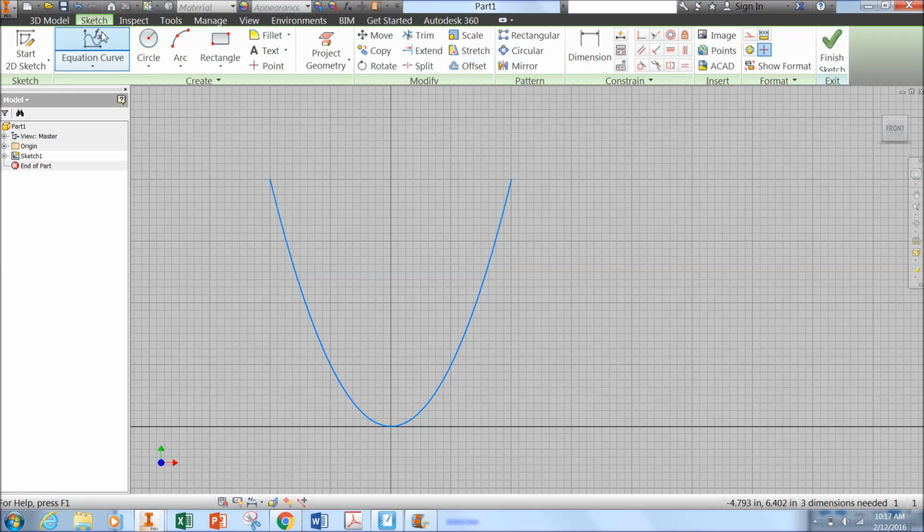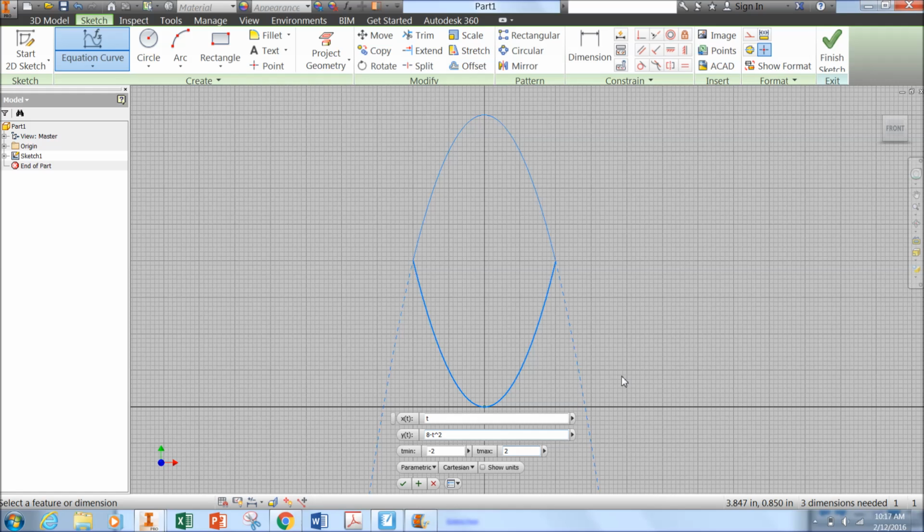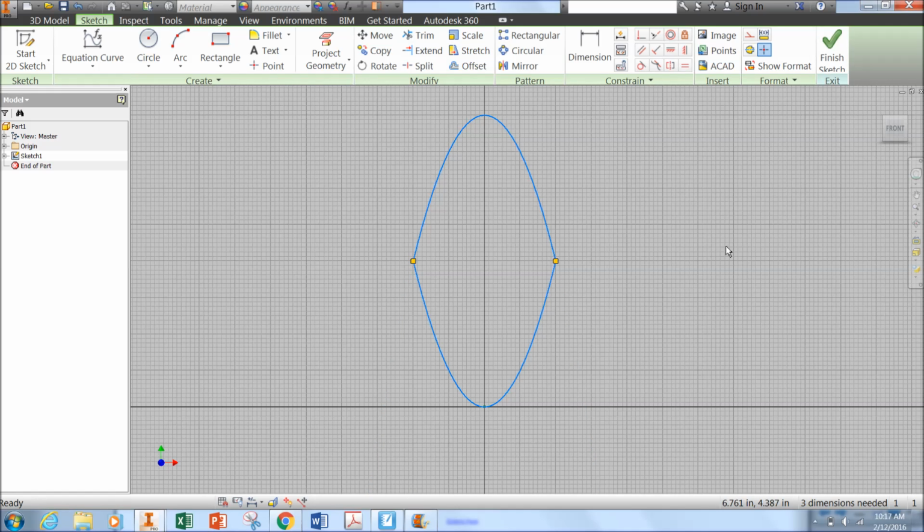We'll create a new equation curve. This time, x will be, again, our t, and y is going to be our second equation, which is going to be 8 minus t squared. We once again have to change our Tmin from 0 to -2, and going all the way up to our Tmax of 2. As you can see, we now have created a boundary region. So we can accept this sketch in our drawing.